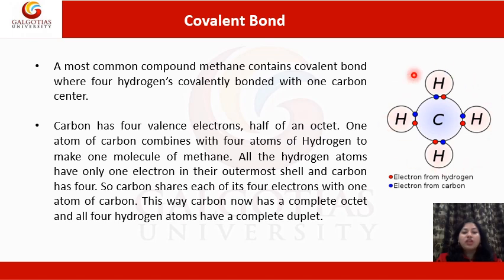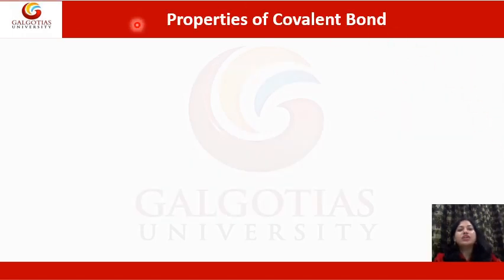All the hydrogen atoms have only 1 electron in their outermost shell, and carbon has 4. So, carbon shares each of its 4 electrons with one of the hydrogens. This is the way carbon now has a complete octet, and all the 4 hydrogen atoms have a complete duplet. Now we discuss the properties of covalent bond.